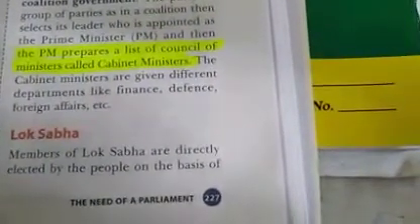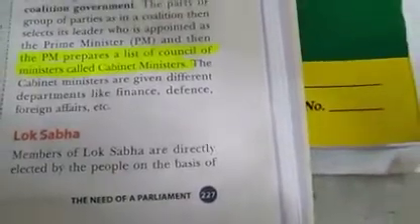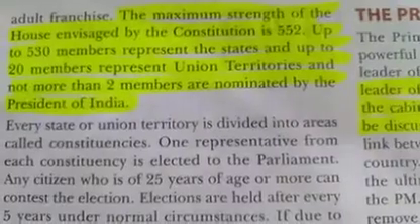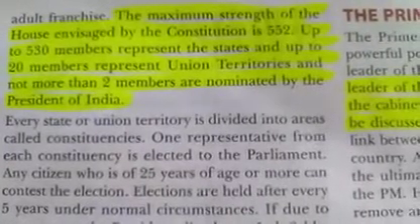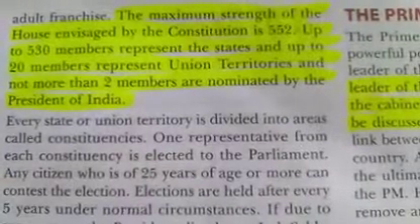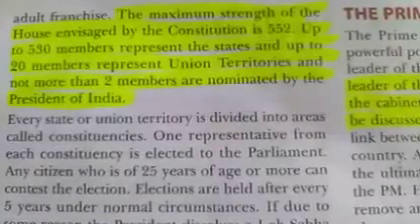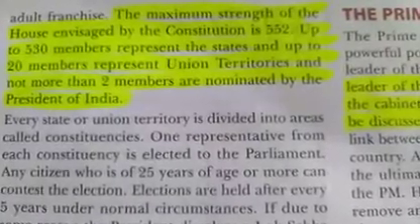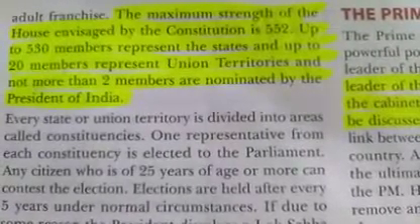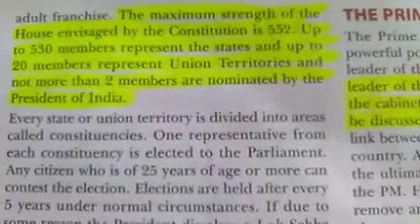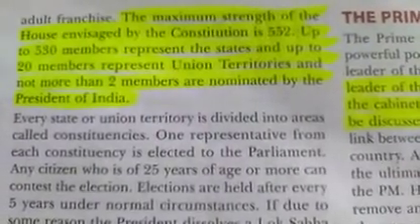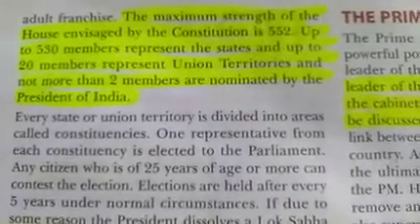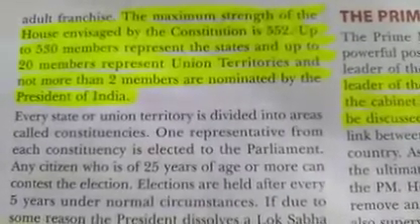Members of Lok Sabha are directly elected by the people on the basis of adult franchise. That means Lok Sabha members are elected directly by votes cast by the citizens of India. Now see here, very important lines are there. The maximum strength of the house envisaged by the constitution is 552.